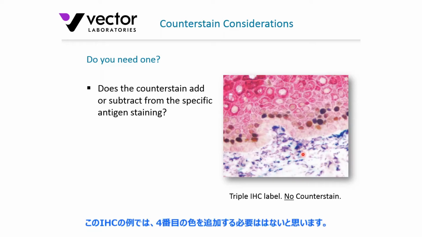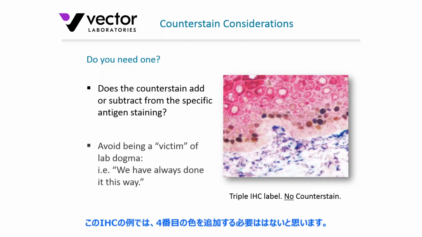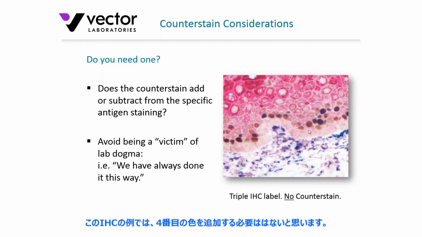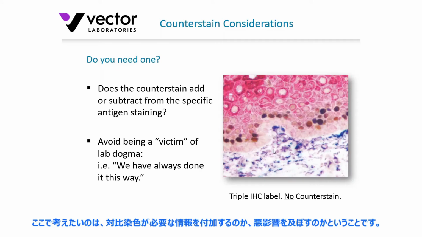So in this particular example of immunohistochemistry, there'd be no reason why you would add a fourth color. There's no value to that. Indeed, it may be problematic and would detract from that specific staining. So the question you want to ask is, does the counterstain add additional information, or does it actually subtract or negatively impact the specific staining of my given application?